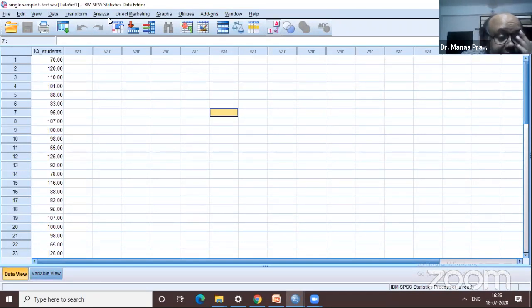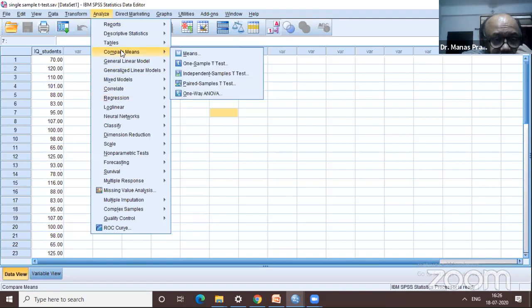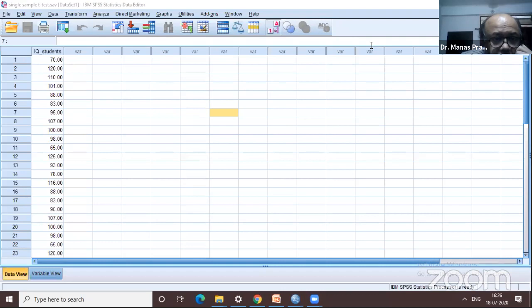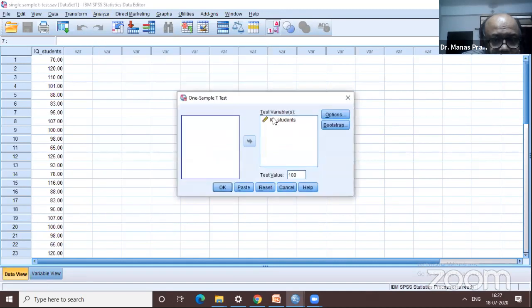For conducting a single sample t-test, I have to go to Analyze, go to Compare Means, then One-Sample T-Test. Select the variable. It is already selected. So I have to put the test value here. So click OK.